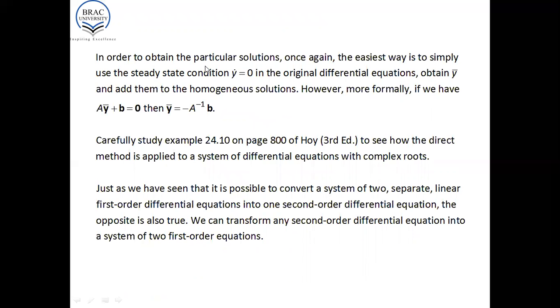Now, in order to obtain the particular solutions, once again, the easiest way is to simply use the steady state condition y dot equal to 0 in the original differential equations. Obtain y bar, and then add it to the homogeneous solutions. However, more formally, if we have A y bar plus b is equal to 0, then y bar would be equal to minus A inverse b. There's no need to calculate y bar in this fashion. The easier way is to plug in y1 dot equal to 0 and y2 dot equal to 0 in the original differential equations, and then solve them simultaneously for y1 and y2.